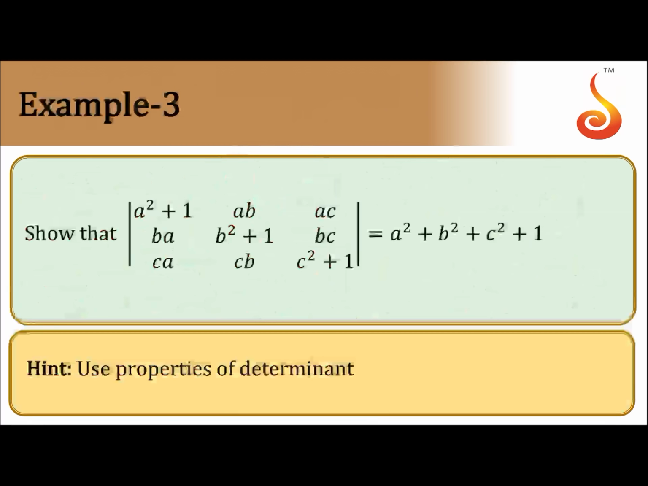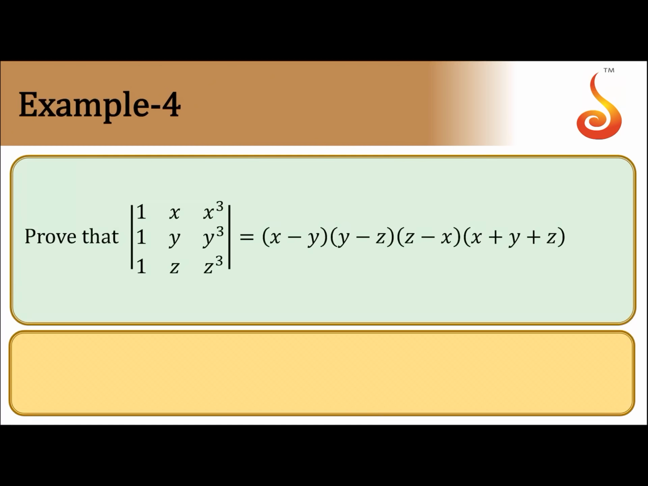Let's proceed to the next example. Example 4. Prove that the determinant 1, x, x cube; 1, y, y cube; 1, z, z cube is equal to x minus y, y minus z, z minus x multiplied by x plus y plus z. Expanding the determinant and simplifying is a little tricky, so better we apply the properties of the determinant and then simplify the problem here.